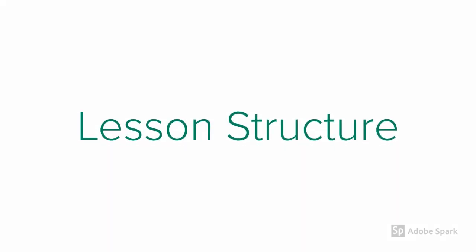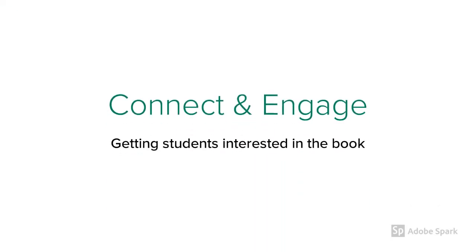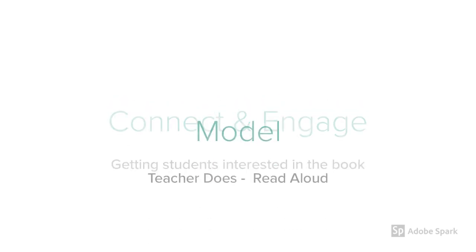Now on to lesson structure. Each of the lessons follows the exact same structure to allow for routine and rhythm in the classroom. First, you will begin each lesson with connecting and engaging students in the book. This is any way to interest students in the book. It could look like asking them a question, showing them a video, or even playing a game.